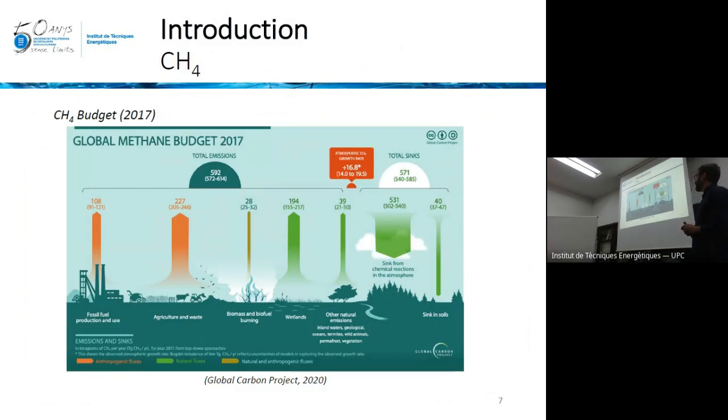About methane, here we can see what the main sources are. Here we see anthropogenic sources, but also natural sources of methane. Anthropogenic sources are waste and fossil fuel production. Natural sources are wetlands and waters, termites, and so on.